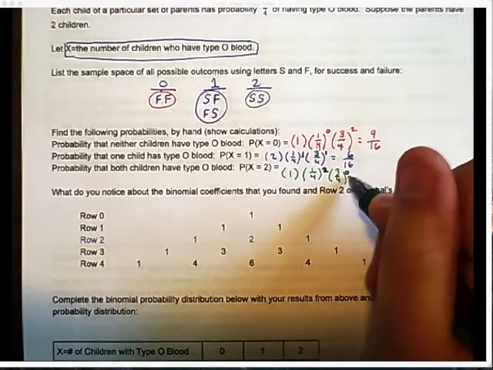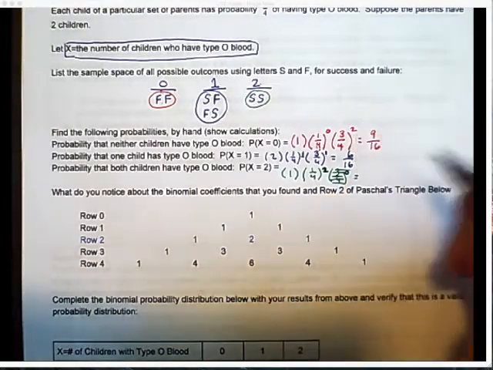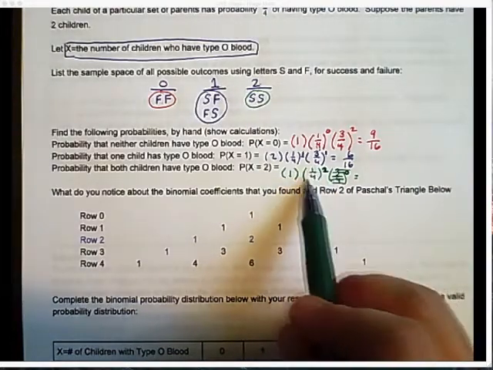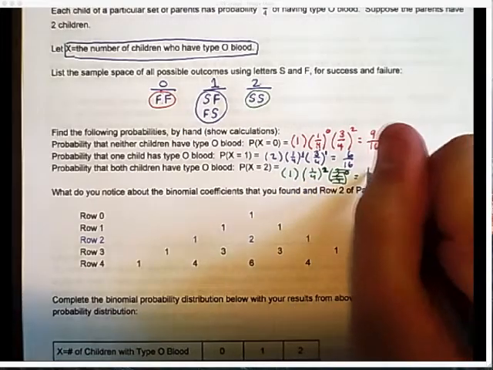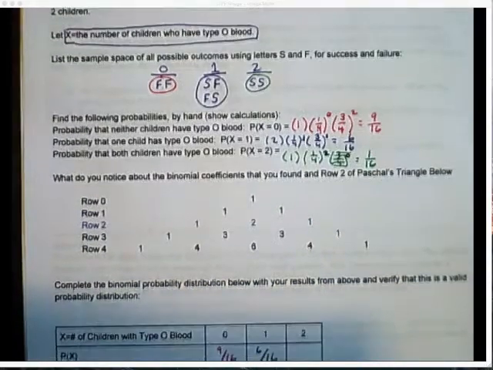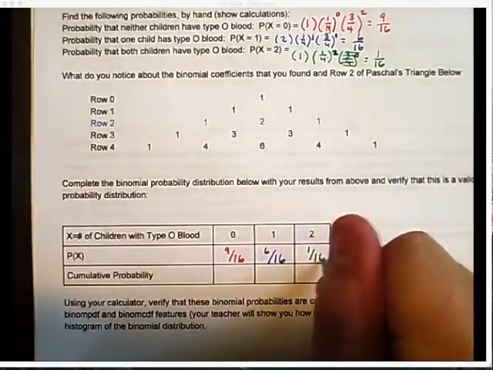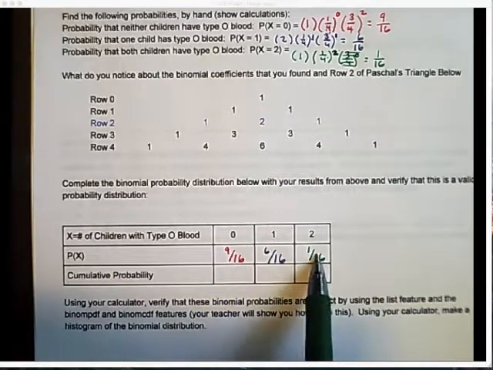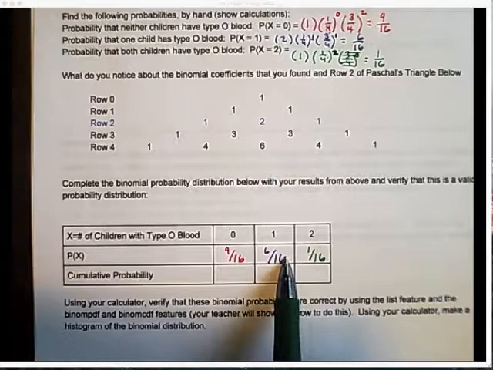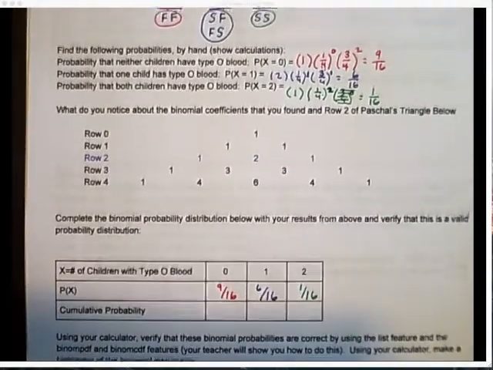So 3/4 to the 0 just becomes 1, so I don't care about that. 1 times anything is itself, so let's just look at this part. 1 squared is 1, 4 squared is 16. So this number down here is 1/16. If you notice, these 3 numbers add up to 1. 9/16 plus 6/16 is 15/16 plus 1/16.